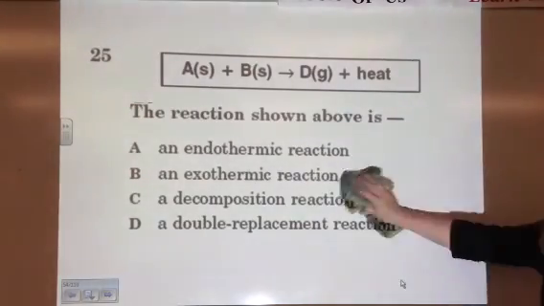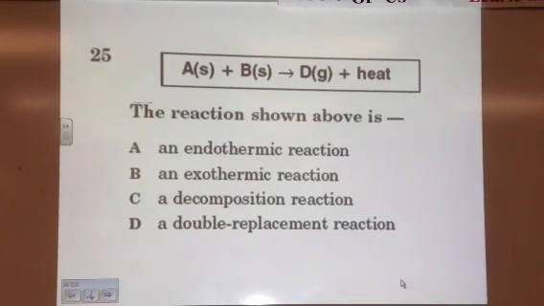Last one for this one. Reaction shown above. Exothermic. Do we have heat entering the equation or exiting? Exiting. Thank you. So it is exothermic reaction.